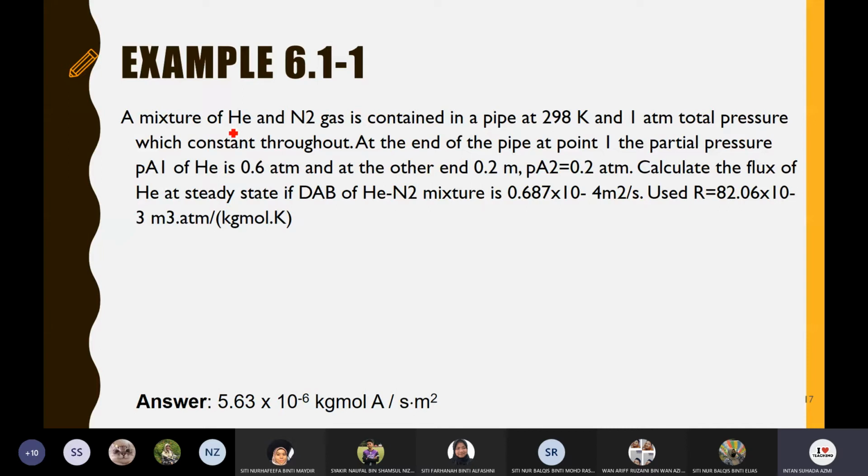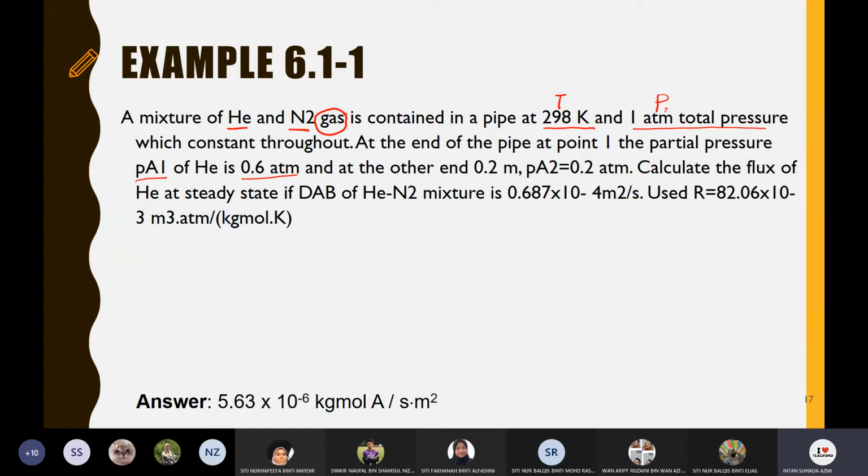So we have a mixture of helium and nitrogen, which is stated here as a gas, so we must use the gas equation. Helium and nitrogen gas is contained in a pipe at 298 Kelvin. This is the temperature, and 1 atm total pressure. So P total is constant throughout.